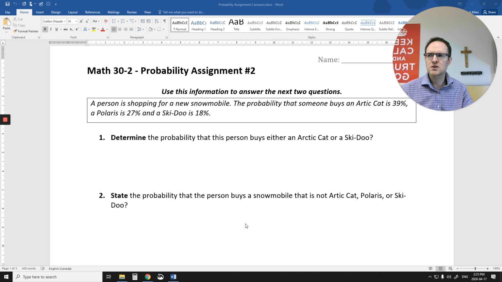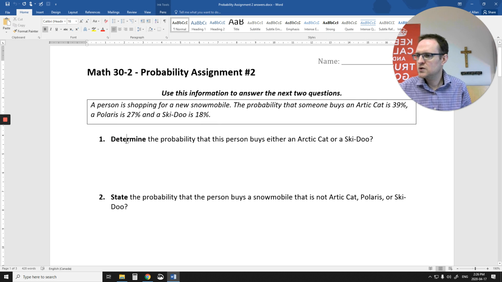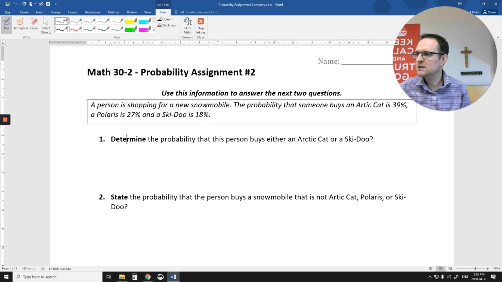Okay, math 30-2, so we're going to do probability assignment number 2 here. I'll post the PDF version of this as well when I post this video. So let's try this out.